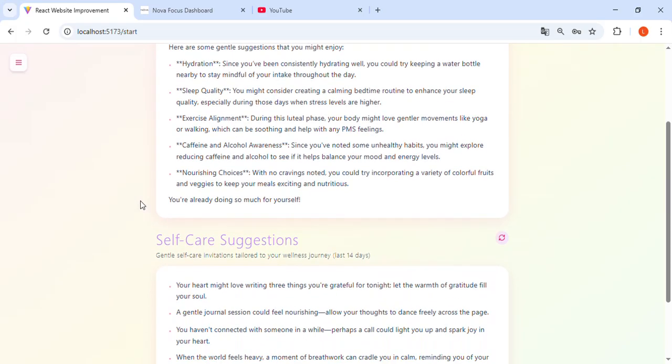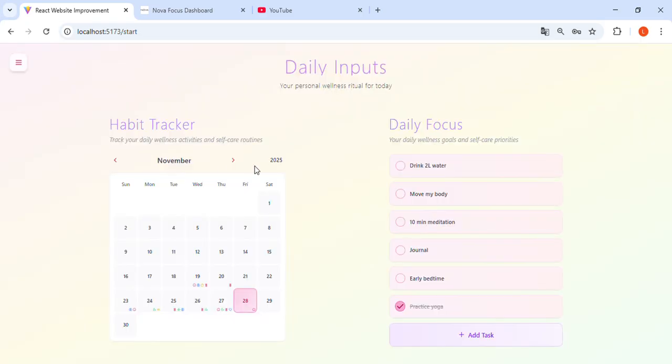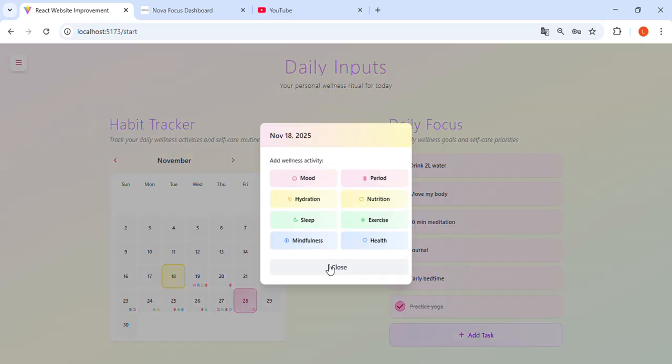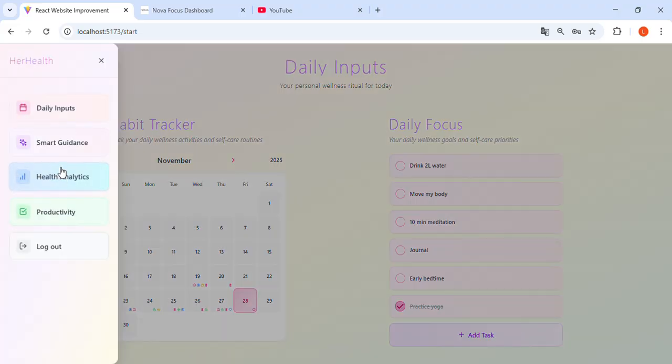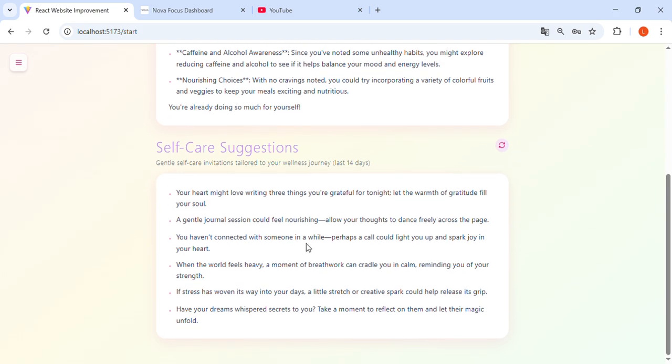And self-care more so focuses on what you put into your, what is it called again? What did I call it? Into your mindfulness entries, for example, and really tries to relate this to the overall calendar.